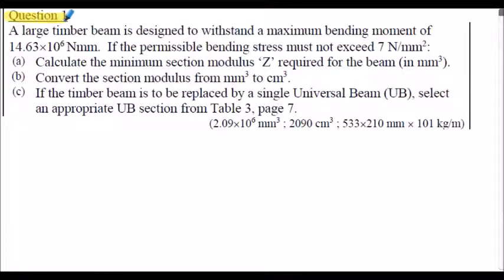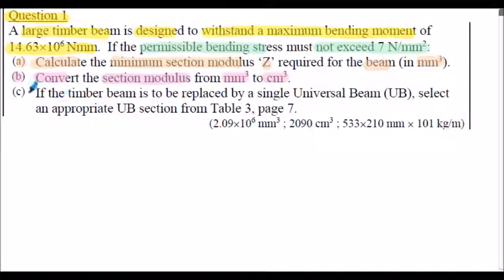Question 1. A large timber beam is designed to withstand a maximum bending moment of 14.63 times 10 to the 6 Newton millimeters. The permissible bending stress is not to exceed 7 newtons per millimeter squared. In part A, calculate the minimum section modulus Z required for the beam in millimeters cubed. In part B, we're asked to convert the section modulus from millimeters cubed to centimeters cubed.